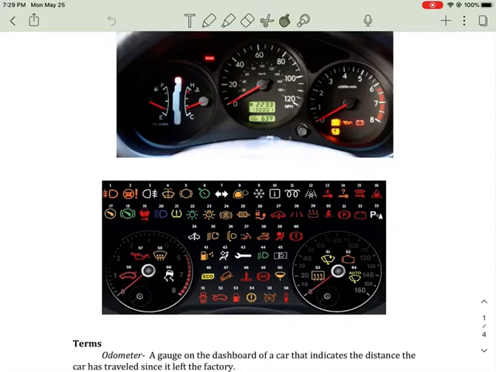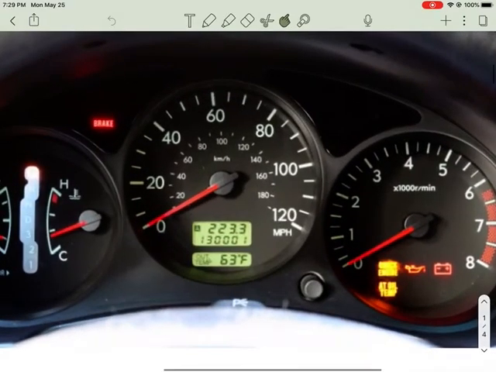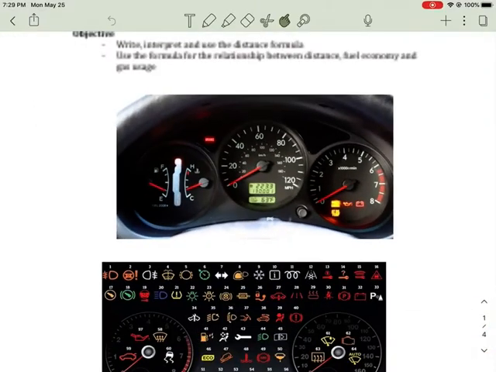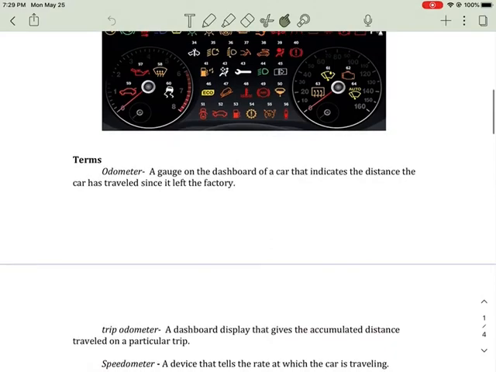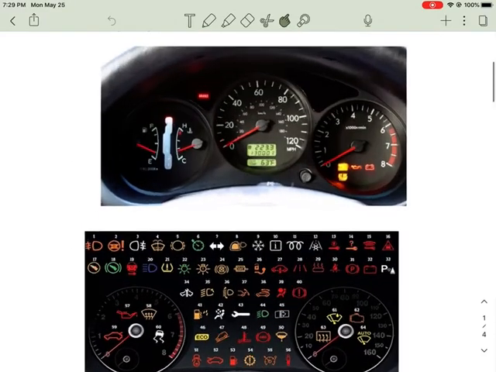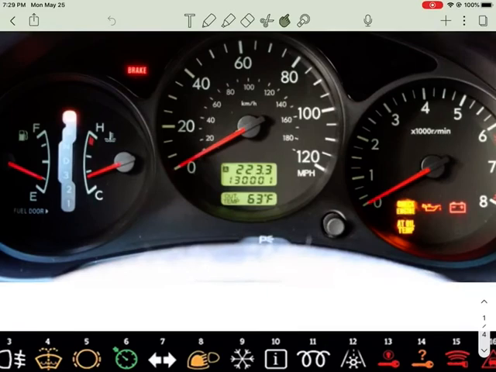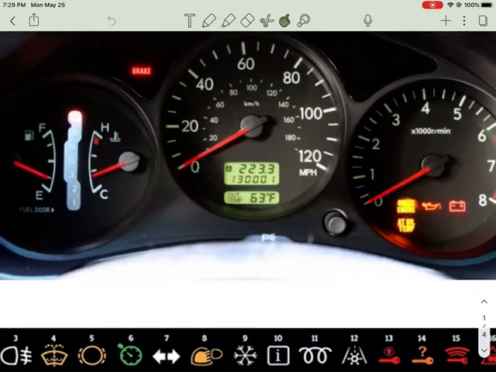So one of the things is an odometer. And that is the gauge on your dashboard that indicates the distance the car has traveled since it left the factory. So in the first one, you can see that right here, and that's the bottom number. That's 130,001 miles. Okay, it also is 63 degrees outside. And then you also have your tripometer, which is displayed as accumulated distance traveled from a particular trip, and that's that particular one as well, and that's 223 miles, 0.3.